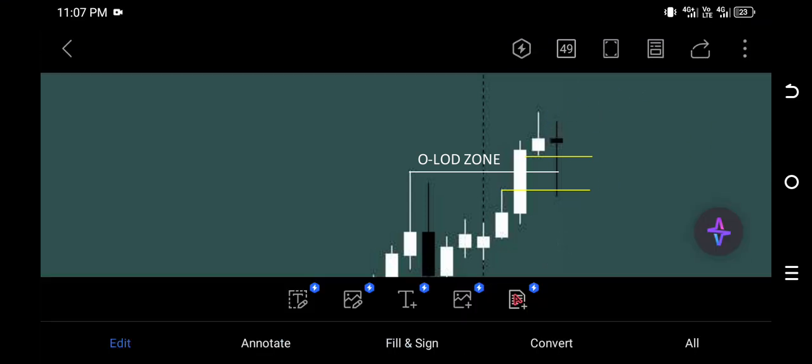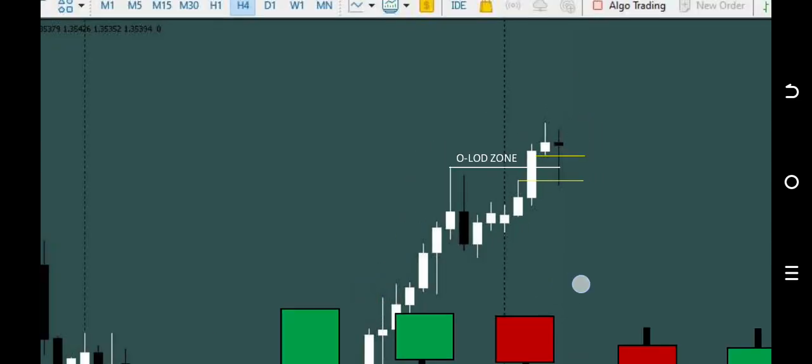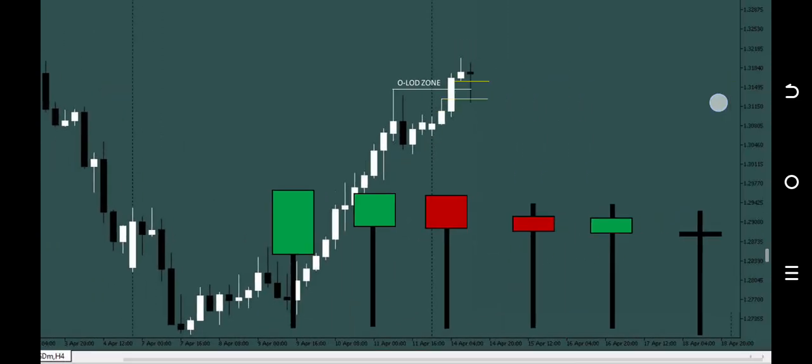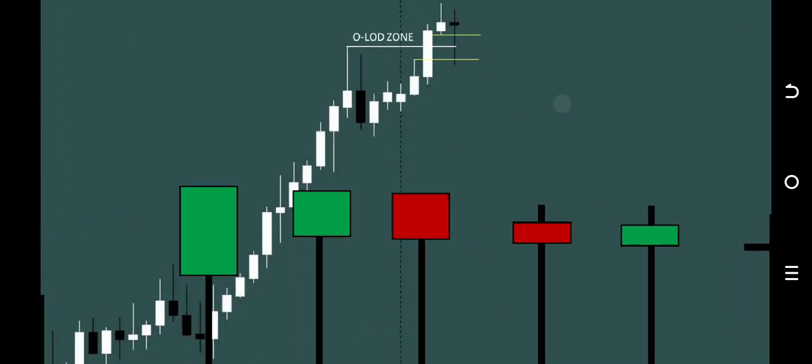Yes. If you remember in my previous video, I taught you some examples of rejection candle. I brought them out here. Can you see? This one that we have here is similar to this, or maybe probably could be this or this. All right. So this is a rejection candle.